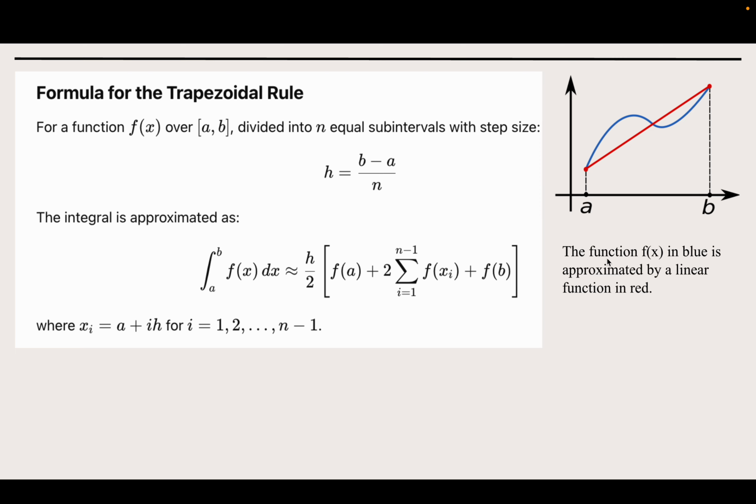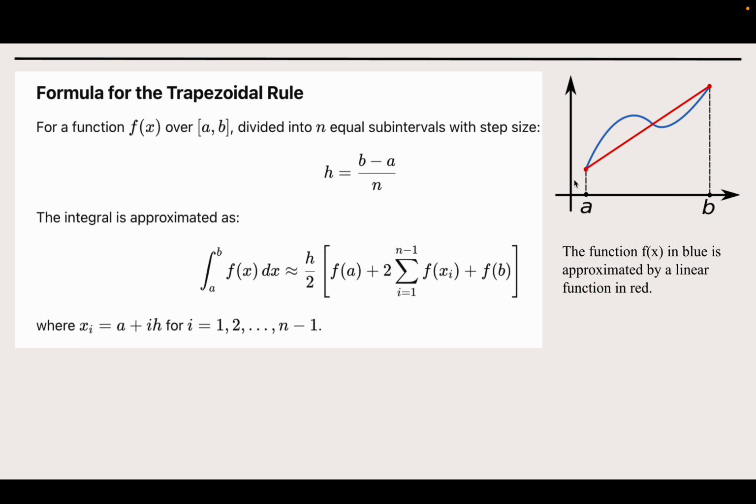If we see this function, the function f of x is in blue color, so this is our main actual function, and it can be approximated by a linear function. The linear function is the red one, so the area under this will be represented by this integration.